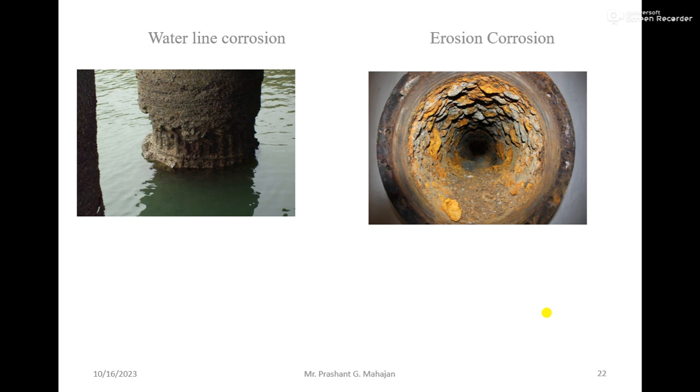And last, erosion corrosion, that means the liquid flowing through the pipeline. There is erosion between the liquid and the pipe, so that is called erosion corrosion. So these are the 10 types of metal corrosion.